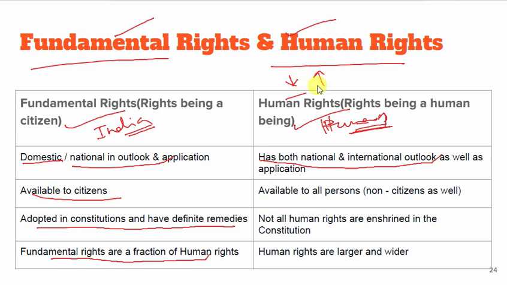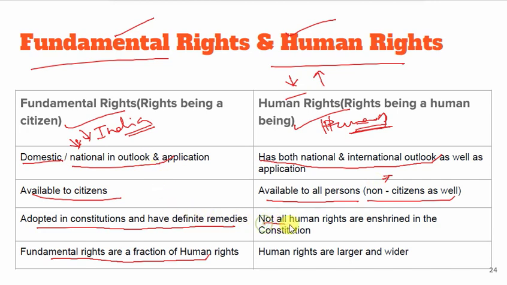Human rights have a major source. When it comes to fundamental rights, it's just in and around your state and your country. Human rights are available to all persons, non-citizens as well. Not only the citizens of India, but persons who are citizens of any other countries or states, it is available to all persons in the world.